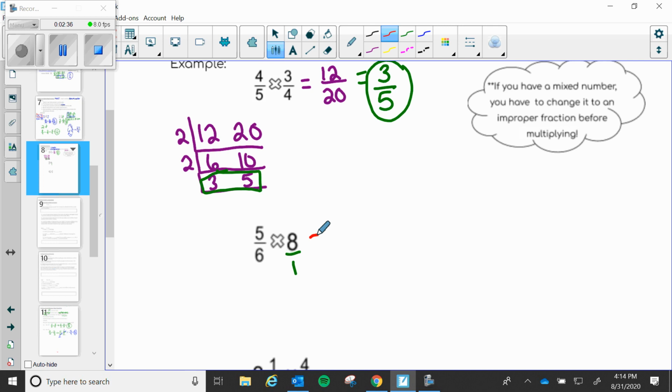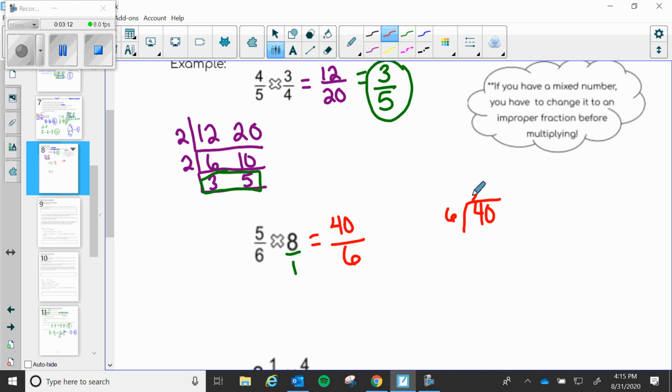So again, moving on, multiplying straight across, 5 times 8 gives me 40, and then 6 times 1 is 6. Now here, we actually have an improper fraction. So the way that you change an improper fraction to a mixed number is you divide. Now there are several different things that you could do. You could simplify this first, or you can just go ahead and start doing some long division. We're going to see how many times 6 can go into 40.